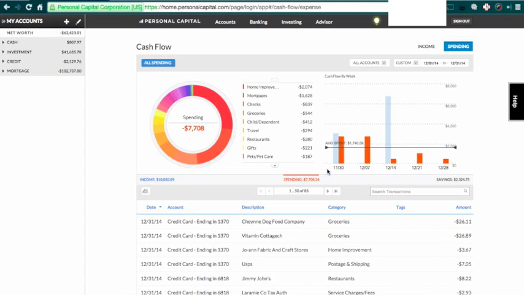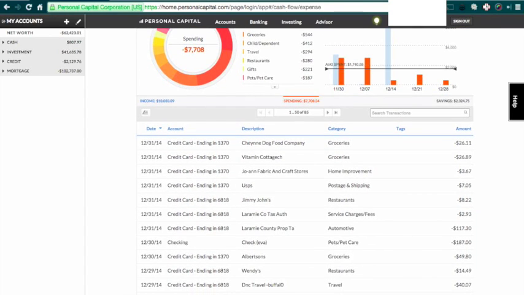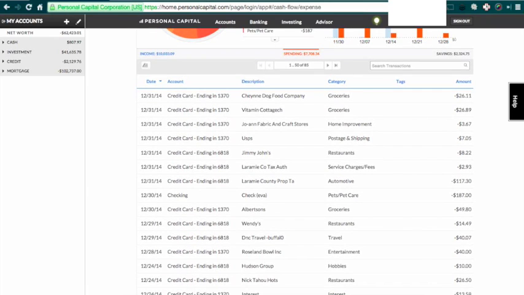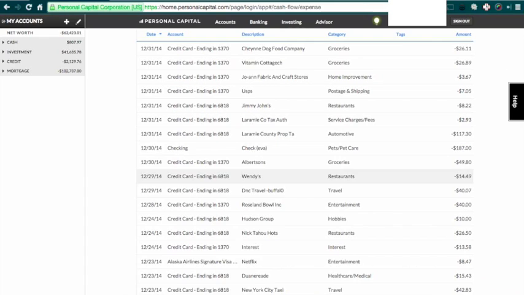And down below your pretty graphs, you can see where we were spending all of our money in our transactions. And this is the next feature that I like about Personal Capital, your transaction log, and it'll show you what account made the transaction. This looks like my wife's credit card here, my credit card here, our checking account.